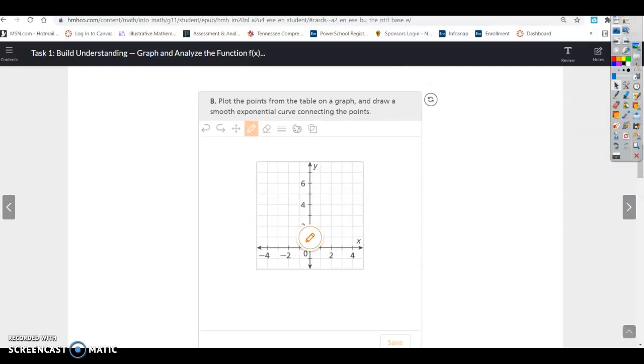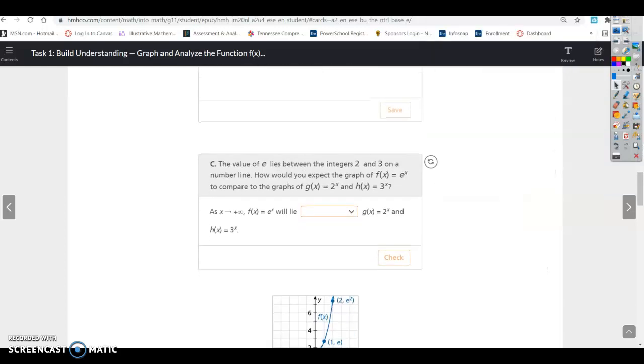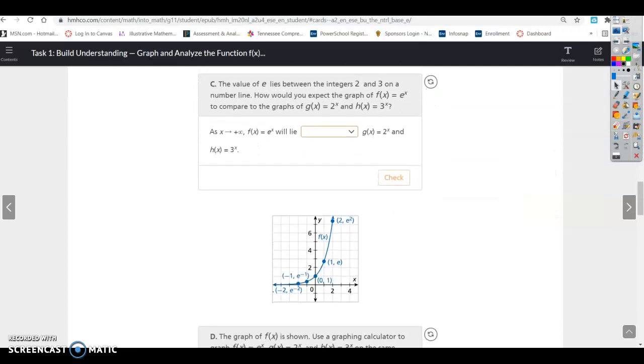All right, it says plot the points from the table on the graph and draw a smooth exponential curve connecting the points. Okay, to save a little bit of time, I'm going to go to my calculator and I'm going to do e to the x power, and I'm just going to graph it using my calculator. So e to the x power, and I'm going to hit graph. And I'm going to see it looks like a smooth exponential growth curve like we've looked at in the previous units. All right, the value of E lies between the integers 2 and 3 on the number line. Remember, it's 2.718, which is between 2 and 3.